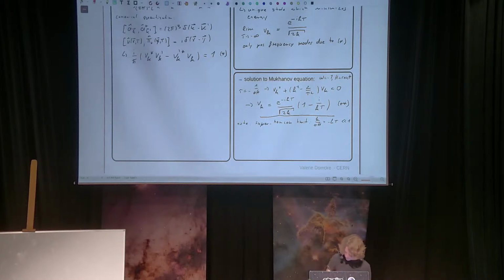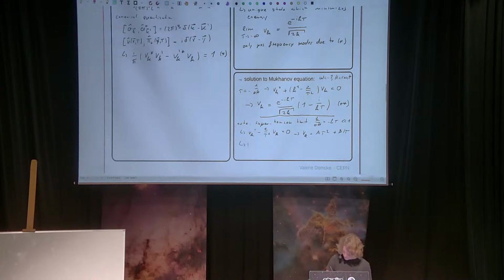Back here. Okay, so if we just now go to the superhorizon limit, this v_k double prime minus 2 over tau squared v_k is 0, right? So now we just drop the k squared in this limit. This you can very easily solve. The solution to this differential equation is simply v_k equals A tau squared plus B over tau. You can just take the second derivative and see that that works. This is the general solution to this equation of motion.